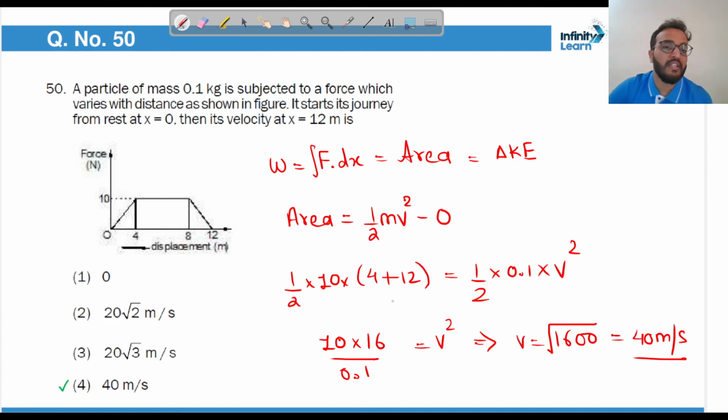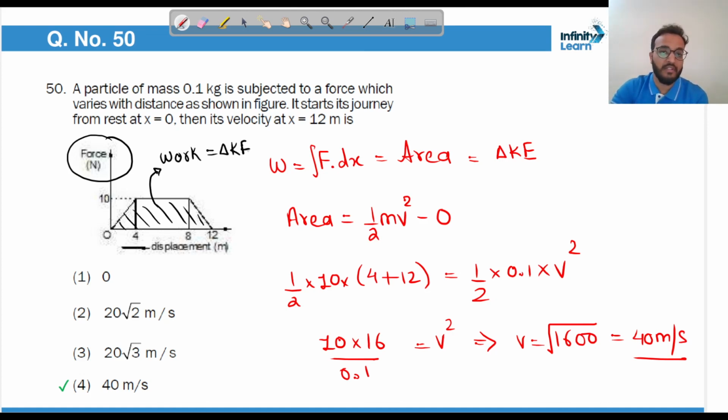Question number 50. See, the area under the force and displacement graph gives you work done, and work done according to the work energy theorem gives you kinetic energy. This area is work and work is change in kinetic energy. So the integral of F dx, the area, is equal to change in kinetic energy. So find out the area. This is a trapezium, so the area is half into the distance between the two parallel sides into the sum of the parallel sides, which is equal to half mv square. Find it. V will be 40 meter per second.